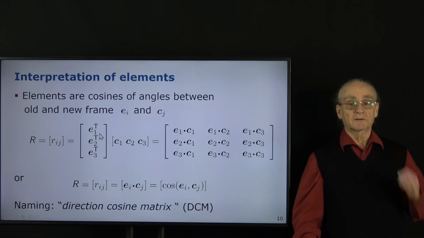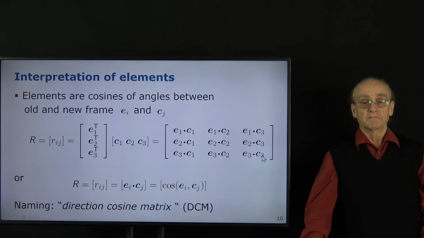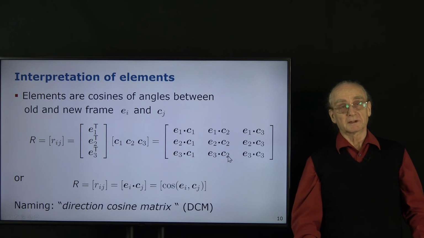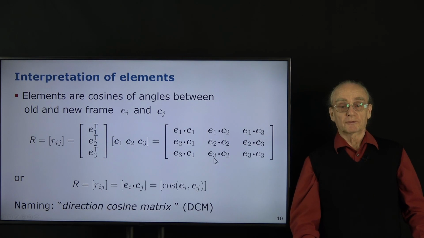And if we then look at the individual elements, we see that the first element is E1 transpose C1, or the dot product of E1 and C1. And this is valid for all the other 3 by 3 elements. That means each element is the dot product of the unit vector, the basis vector of the coordinate system, multiplied with the column. Now the columns are the images of the unit vectors, the basis vectors. And both vectors E and C are unit vectors.